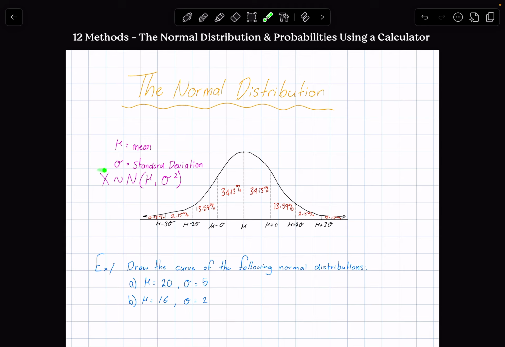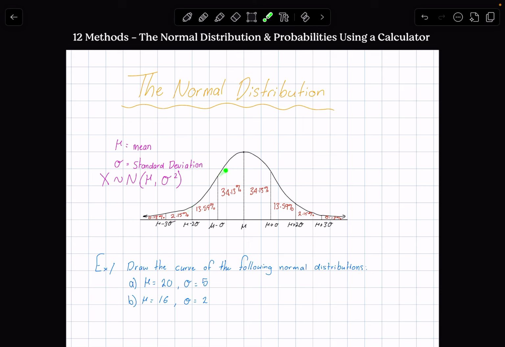So that spread I'm talking about is this standard deviation. Okay, so sigma is the standard deviation. So our random variable x, we would say, is normally distributed with mean mu and standard deviation sigma, but we write the variance inside of our distribution.